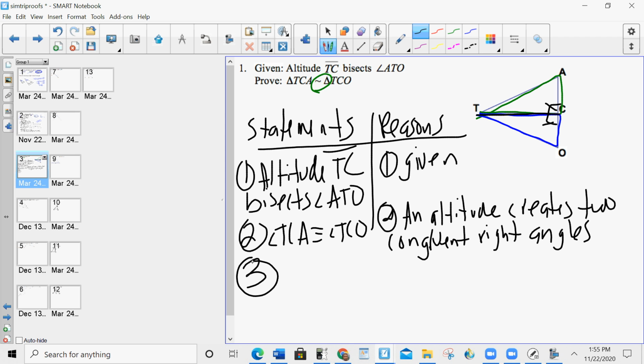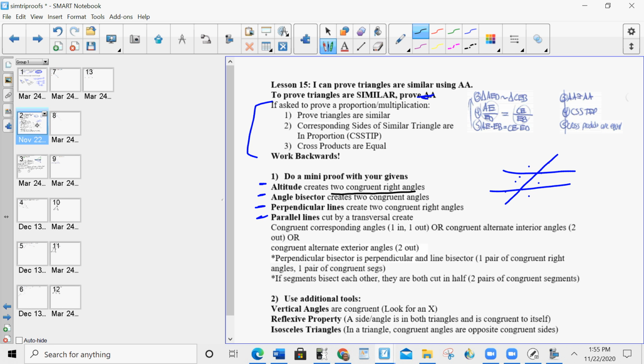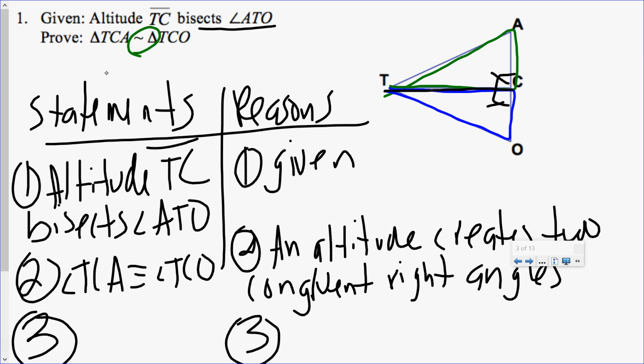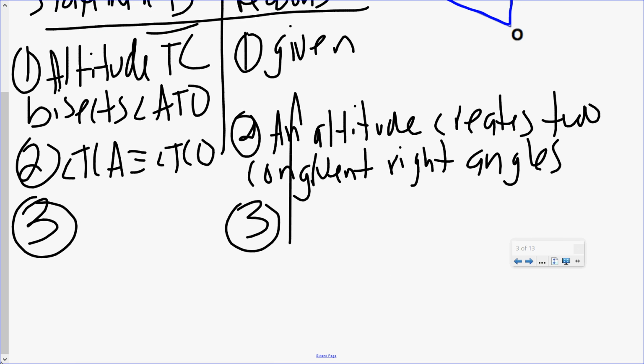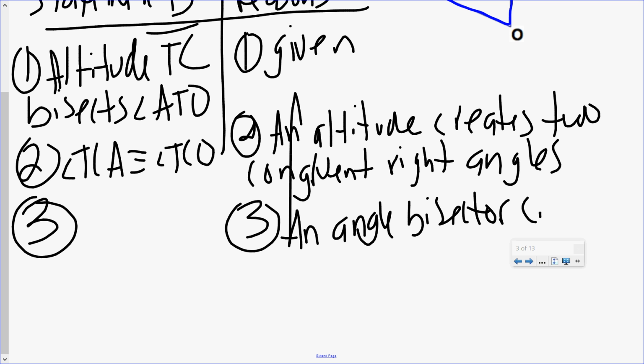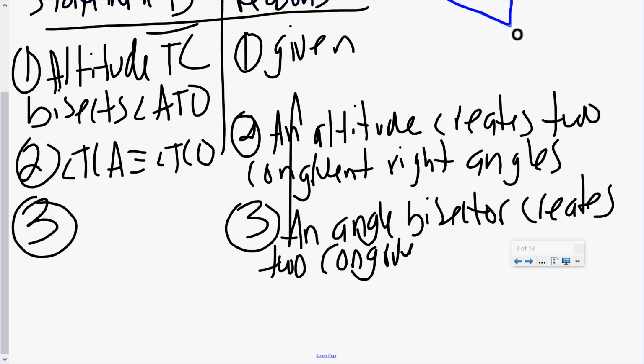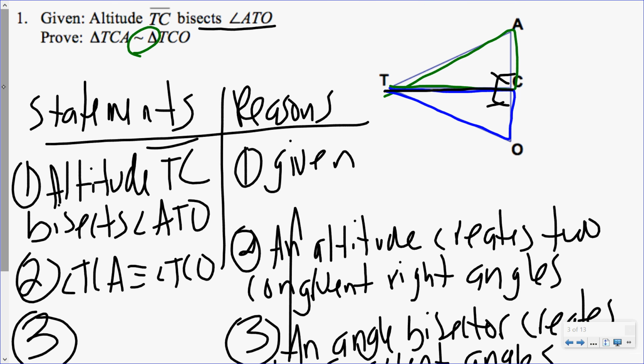Well, the given also incorporated angle bisector. So refer back if you need to. And this is in the front of your packet, by the way, all these notes. An angle bisector creates two congruent angles. So ATO is what's being bisected. T is the vertex of that. So those are your two congruent angles, ATC and OTC.